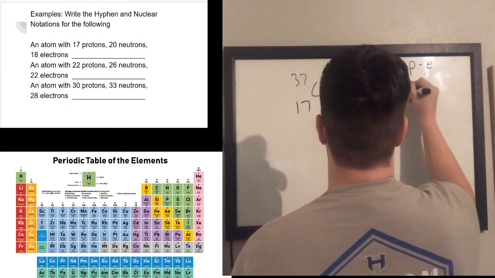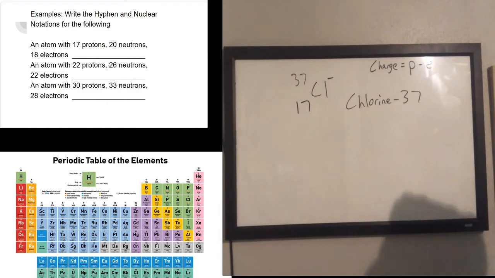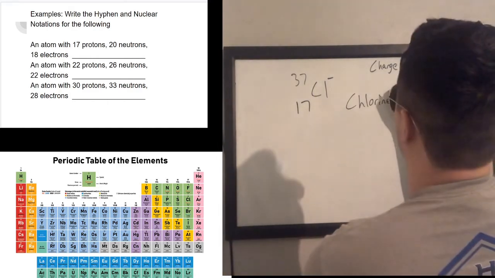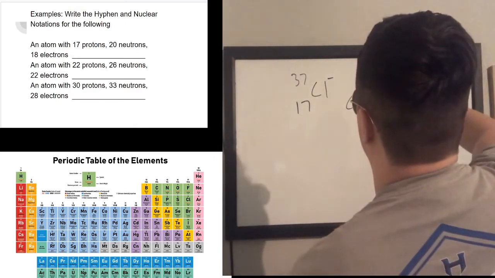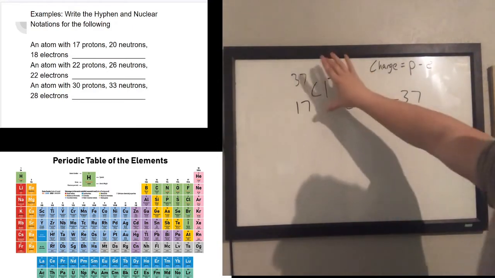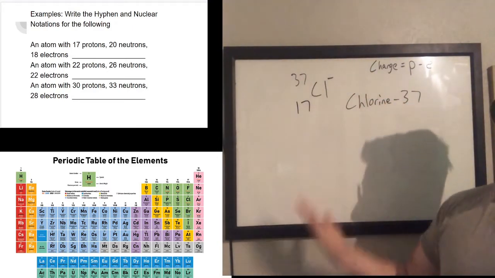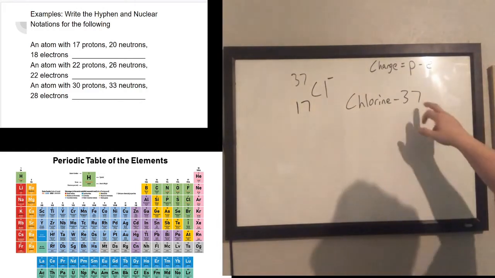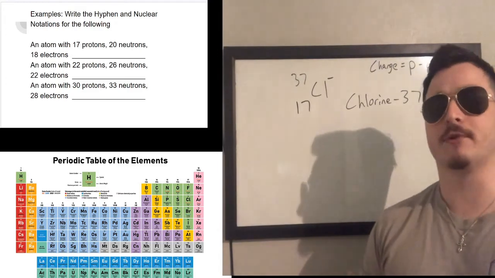Chlorine hyphen 37. I have seen sometimes in hyphen notation they'll include the charge kind of right here. Now that being said, when I write it, I typically don't include that, which is why I will definitely value the nuclear symbol notation over the hyphen notation because it provides all of the information and not just the mass. Hyphen notation is a really good way of telling you what isotope you're dealing with.